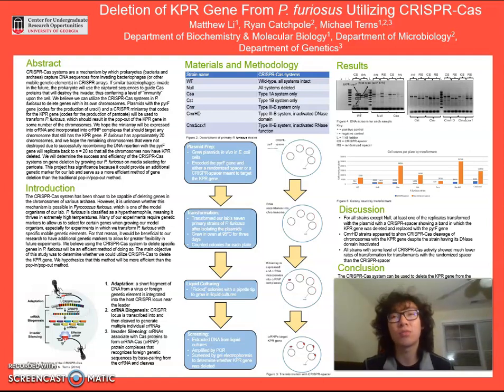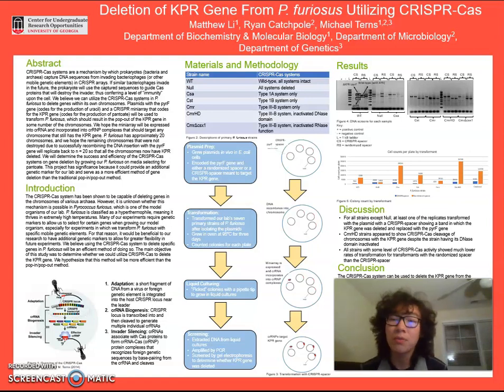and what we hoped was that the strains that were transformed with the plasmid that contained the CRISPR mini array for the KPR gene would be expressed, and eventually those host cells would develop CRISPR RNA that would complex with the Cas proteins and then actually target its own chromosomes that had the KPR gene using that mini array. And eventually the remaining chromosomes would replicate back to n equals 20 so that the cells would survive, only with the KPR gene deleted.